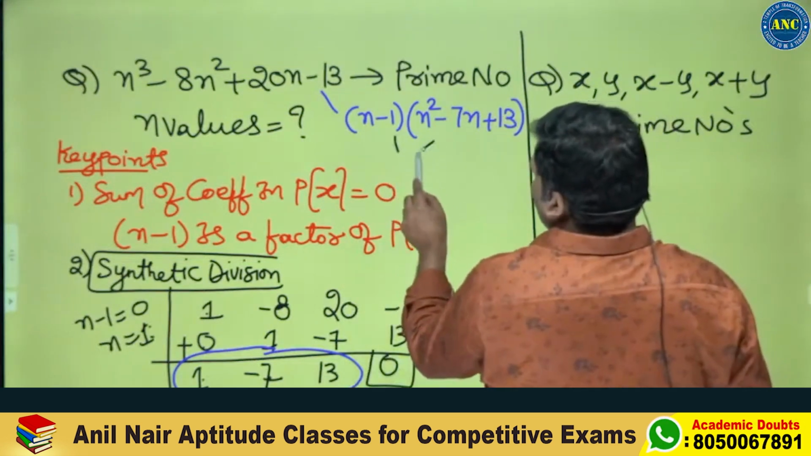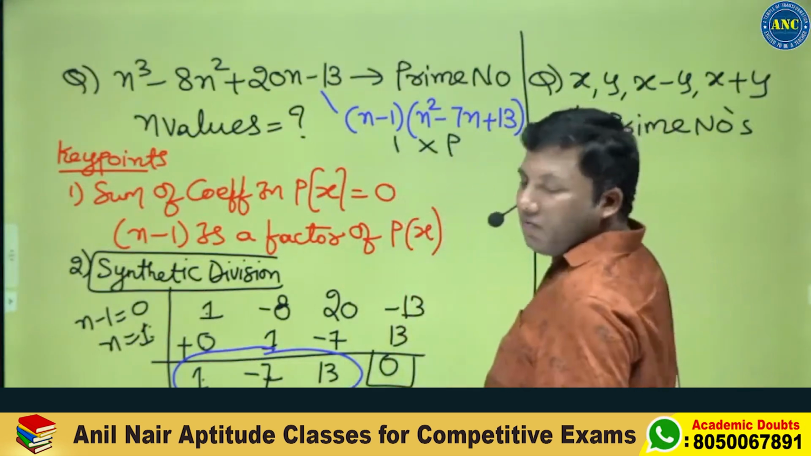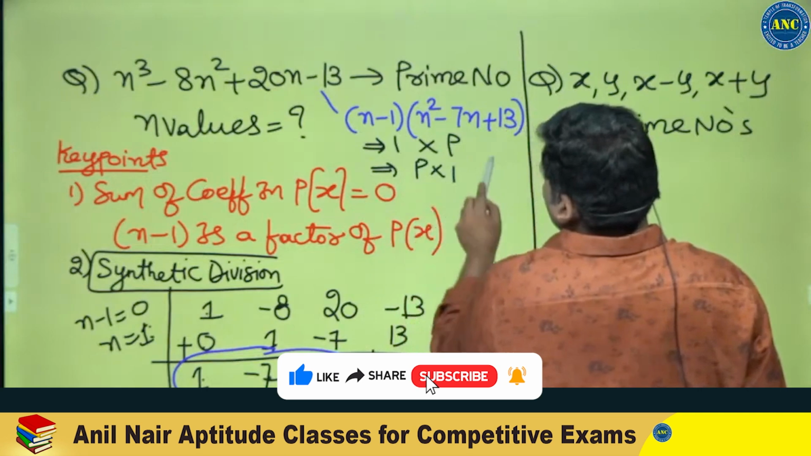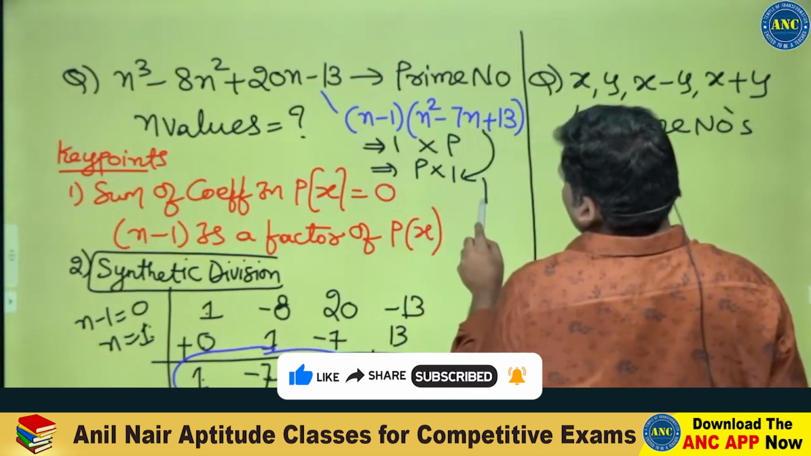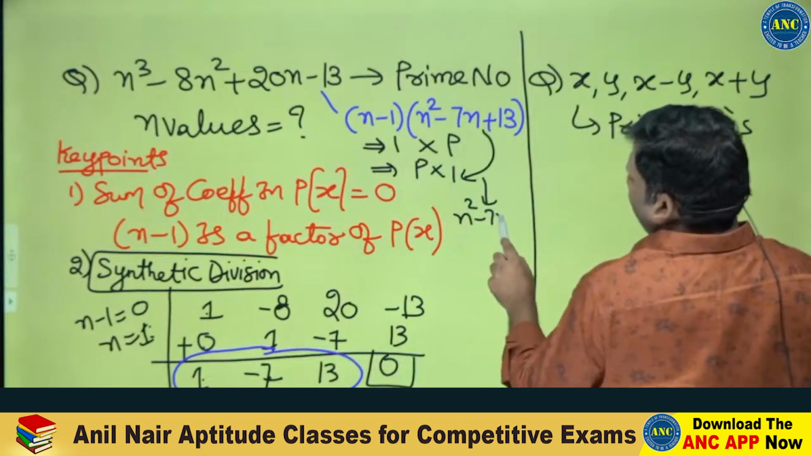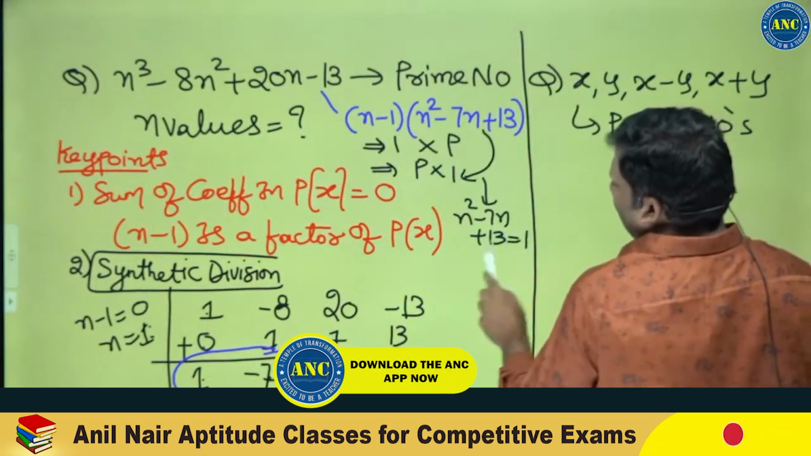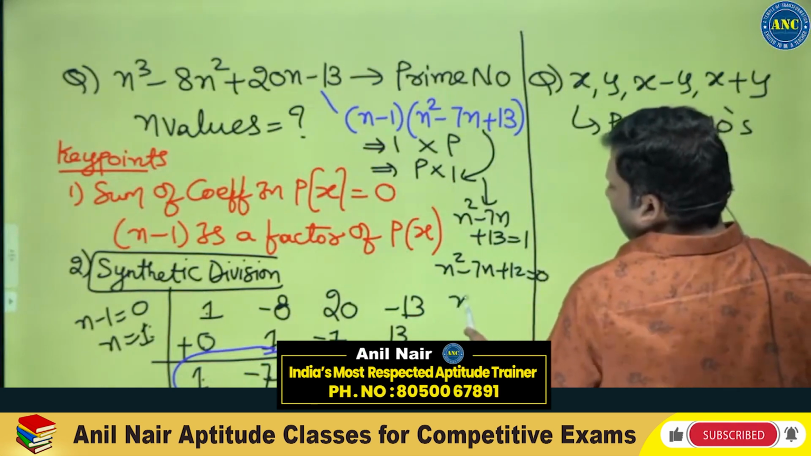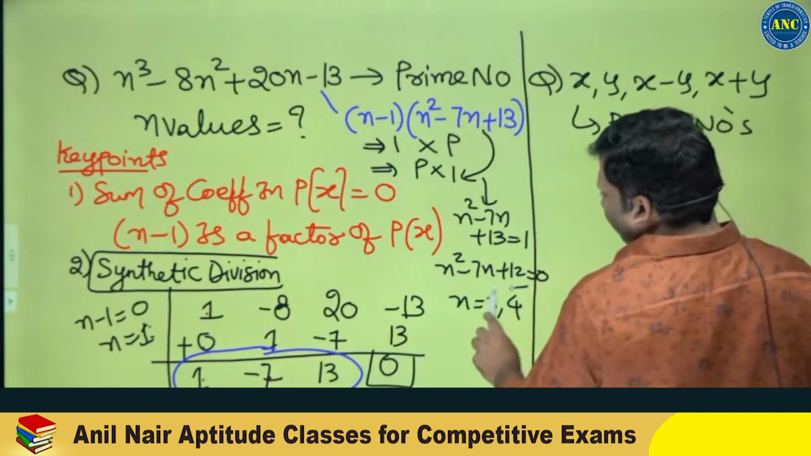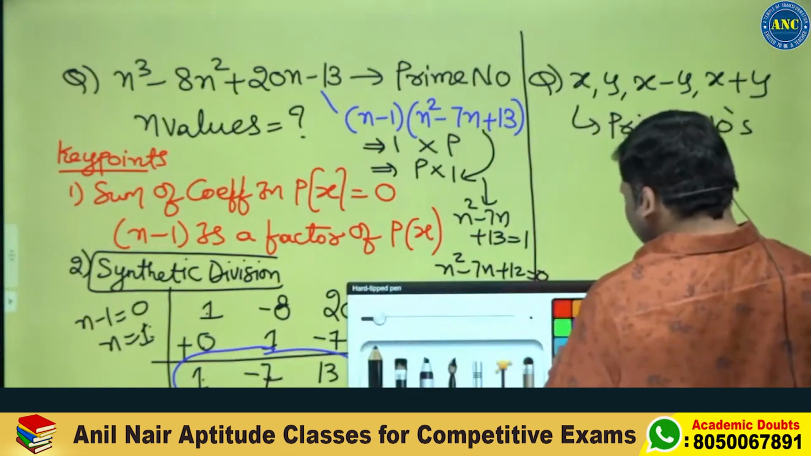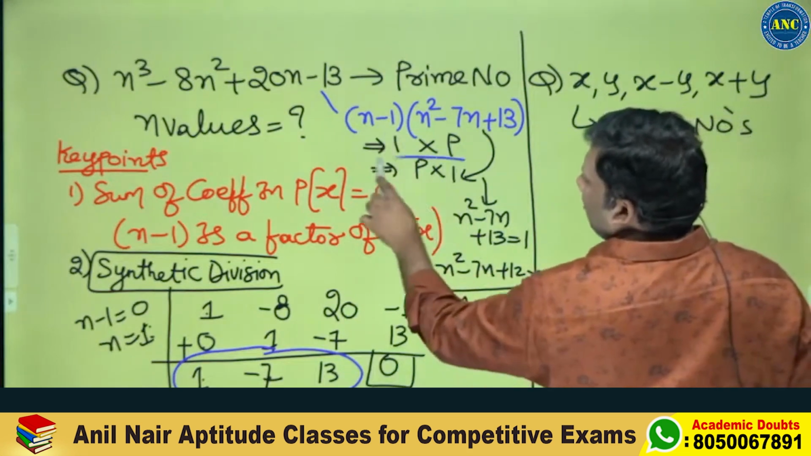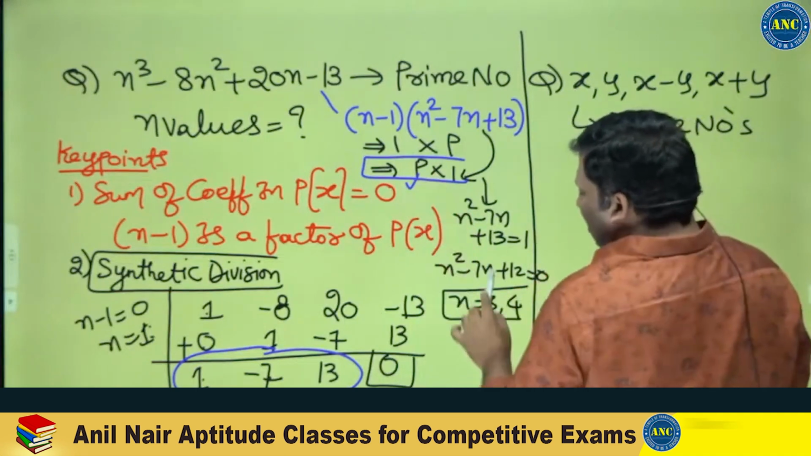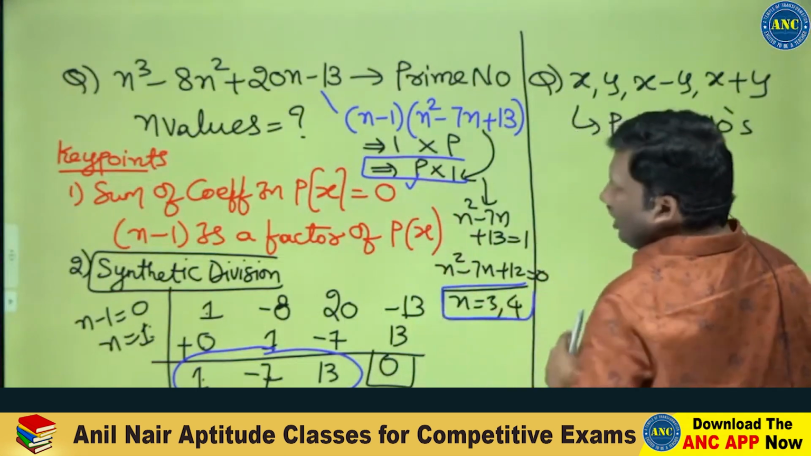How to solve? A prime number can be written as 1 into p or p into 1. Suppose I take p into 1, n square minus 7n plus 13 equivalent to 1. N square minus 7n plus 12 is equivalent to 0. N equivalent to 3, 4. If I substitute 3, 3 minus 1 is 2. Yes, 2 is a prime number. 4 minus 1 is 3. So n equivalent to 3, 4.